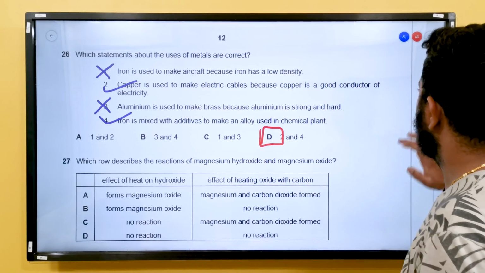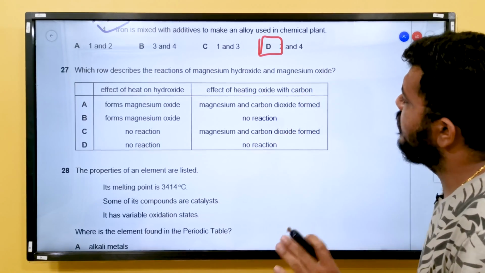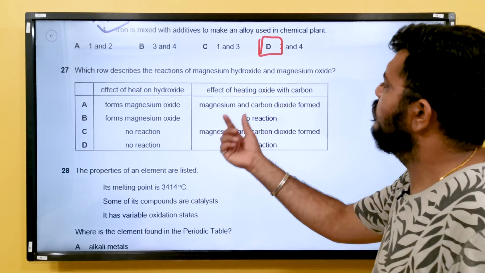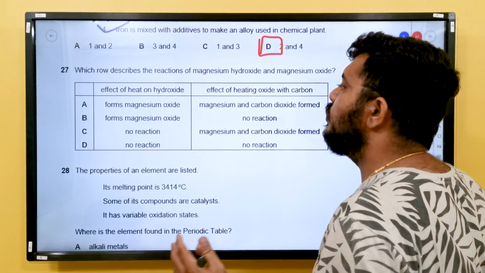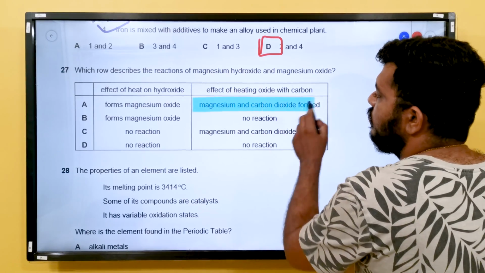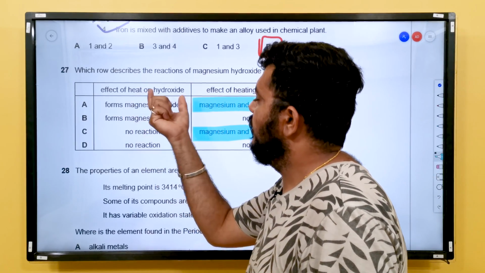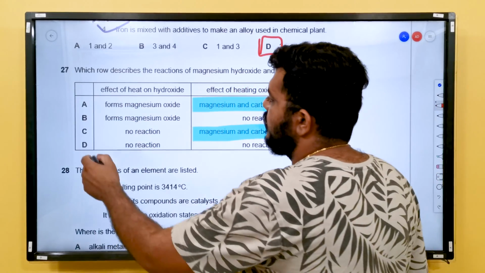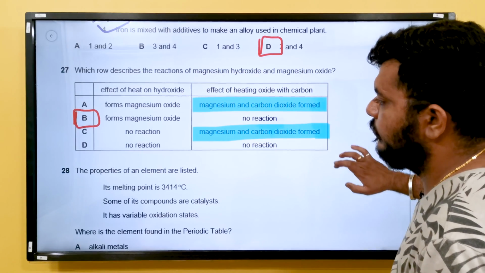Okay. Let's look at question 27. Which row describes the reaction of magnesium hydroxide and magnesium oxide? Effect of heat on hydroxide and effect of heating oxide with carbon. Okay, because magnesium is more reactive than carbon, no reaction is going to take place. So these options can be discarded. Now we have, does heating hydroxide form magnesium oxide or not? Yes, heating hydroxide does form magnesium oxide. So your correct option is option B.